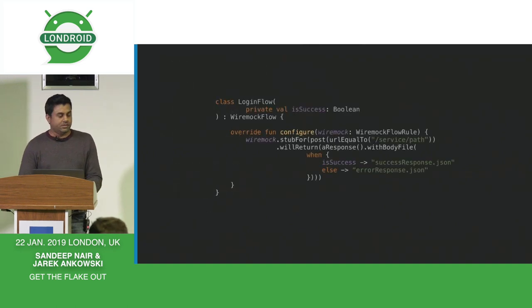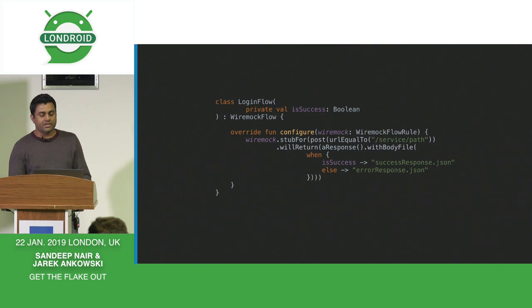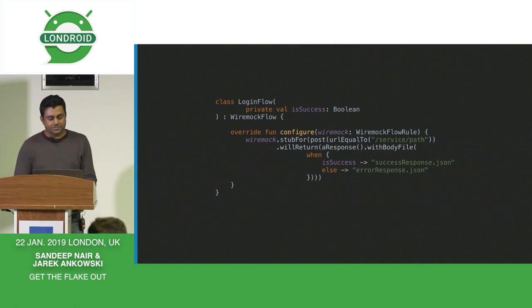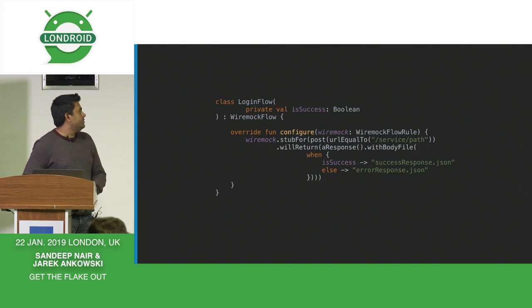Right. So how do you configure WireMock? It's fairly straightforward. I'm not talking about the server configuration, but more about test configuration here and how you get the scenarios back. This is a sample configuration for the WireMock scenario. What we call a flow is typically a use case. And here you can see that based on a parameter, we are asking WireMock to reply with two different JSON files. And let's go maybe line by line on that.